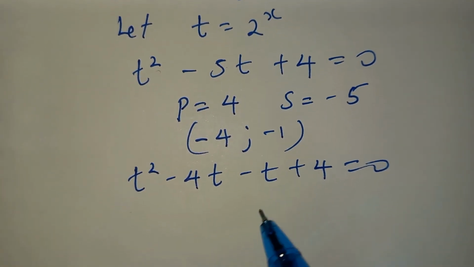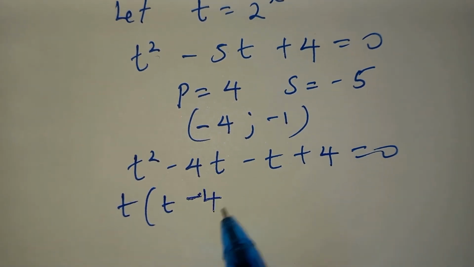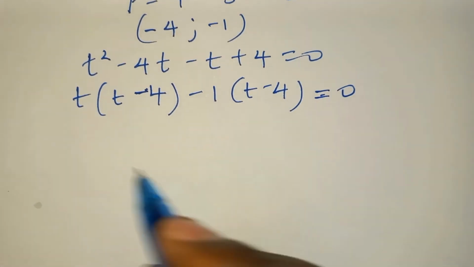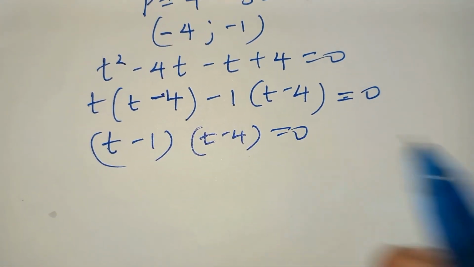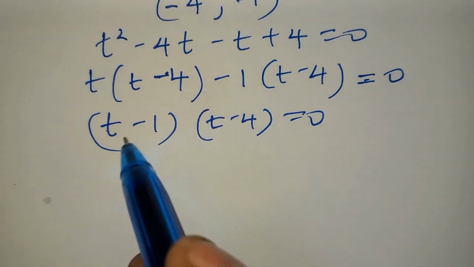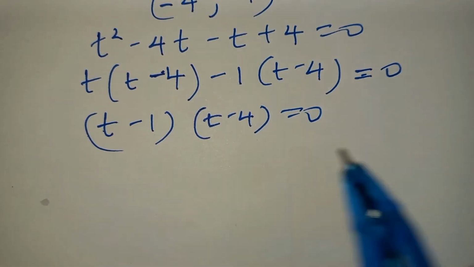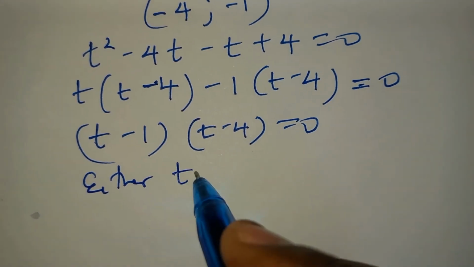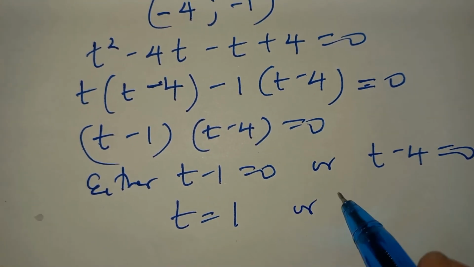Now factorizing this by grouping, we have t into (t minus 4) minus 1 into (t minus 4) is equal to 0, which is the same as saying (t minus 1)(t minus 4) is 0. Now, if the product of these two terms is 0, then it means either or both of them are 0. That is the fundamental principle for solving quadratic equations. So this means either t minus 1 is 0 or t minus 4 is 0, meaning that t is 1 or t is 4.